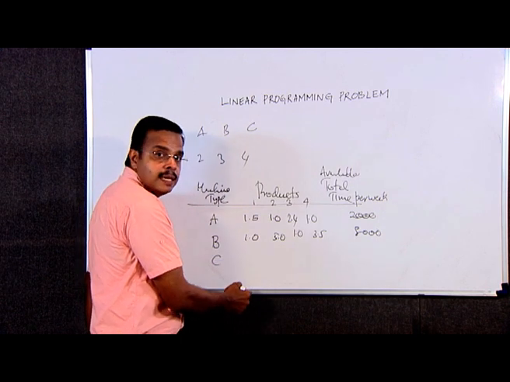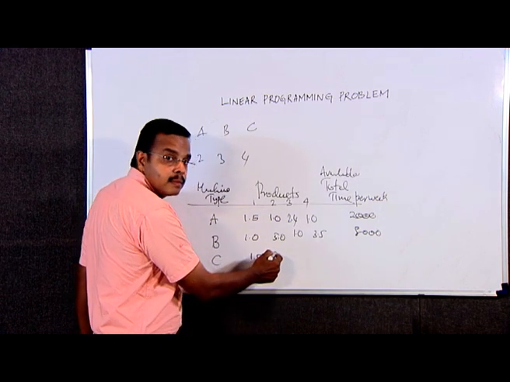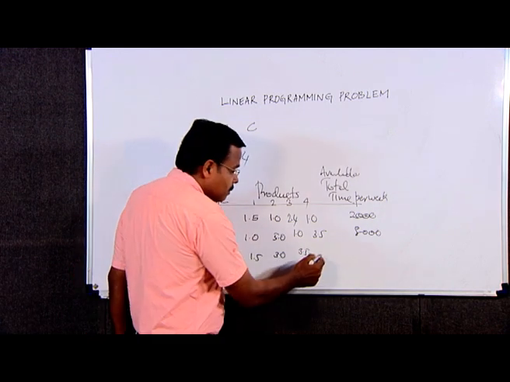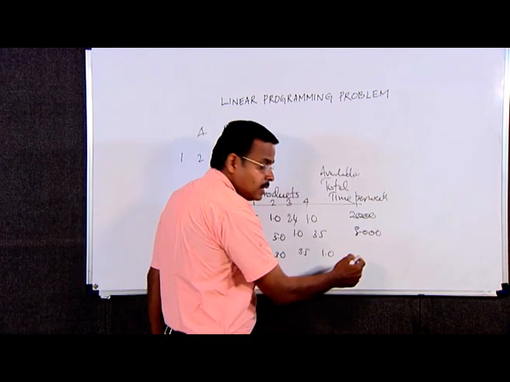And for machine C, it is given as 1.5, 3, 3.5 and 1. Total available time is 5000.